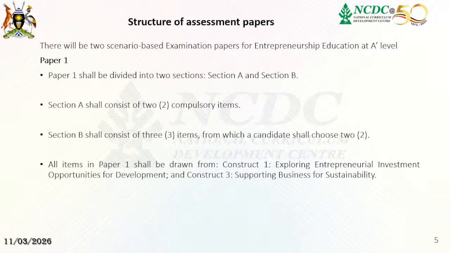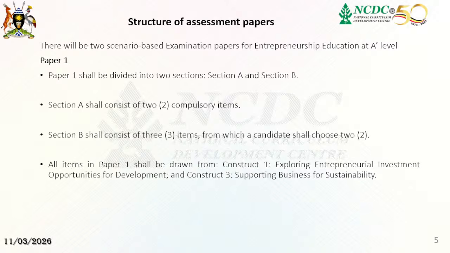Allow me, participants, to take you through the structure of the assessment papers for entrepreneurship education at the advanced secondary level. I know the majority of us have been waiting for this. I know there has been a lot of misinformation about how entrepreneurship education at advanced secondary level will be assessed. There will be 2 scenario-based examination papers for entrepreneurship education at A level. Let us start with paper 1.